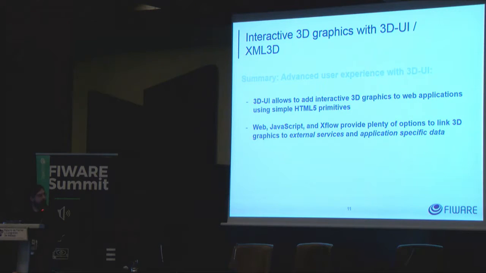So to sum up the 3D UI generic enabler so far, we've seen that it allows us to create interactive 3D graphics in web applications by simply extending the HTML5 web page in which the 3D application is running. And by using the web or the DOM interface as well as JavaScript and Xflow, we have plenty of options to also link the 3D graphics that we create in the static scene dynamically to external services and also application-specific data, which may come from a use case in a FIWARE scenario.